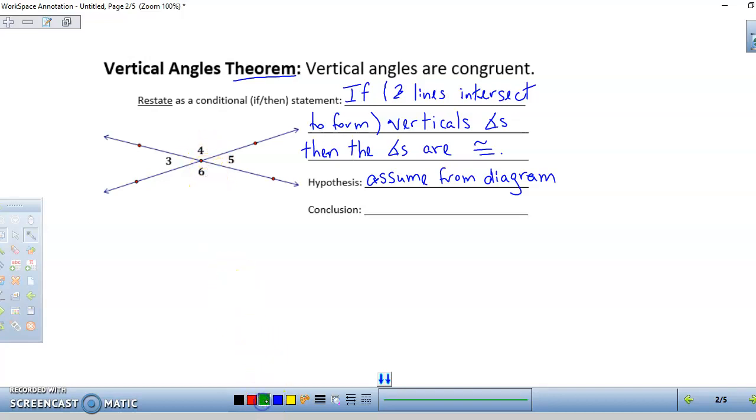Okay, the conclusion is the angles are congruent. Okay, you do have to specifically say congruent. So our conclusion is angle 3 is congruent to angle 5, and we could also say angle 4 is congruent to angle 6. Now, it is also true after that that the measure of angle 3 equals the measure of angle 5, and the measure of angle 4 equals the measure of angle 6. But officially, the theorem states the congruency part.